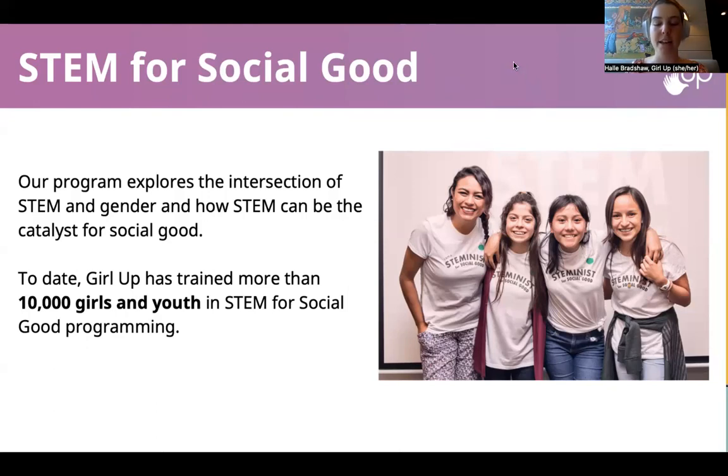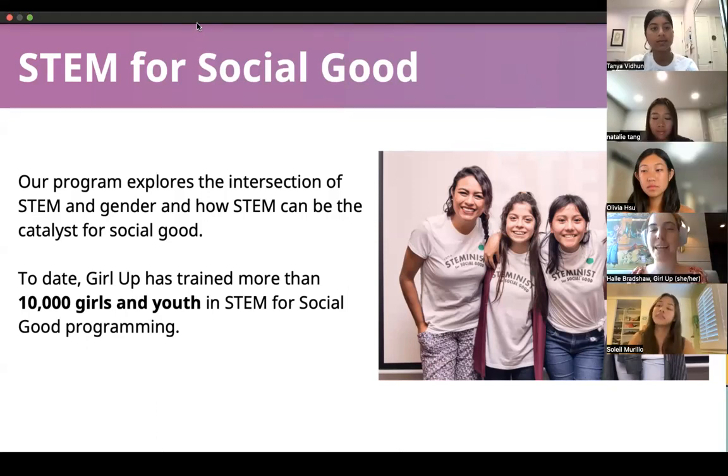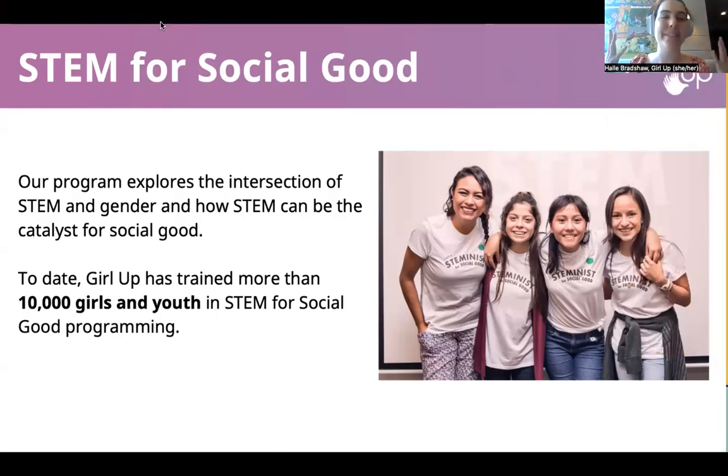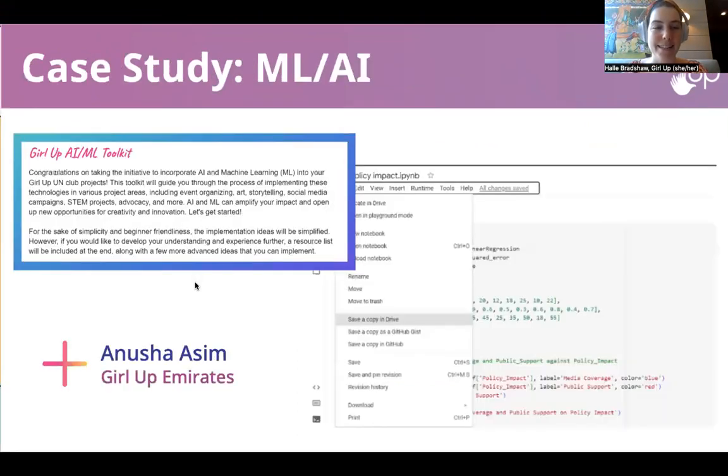Those qualities that aren't necessarily algebra or physics, but they're still really helpful in being a leader and getting even more girls involved. So that's where we come in, and that's where our resources are really focused. Go to the next slide.